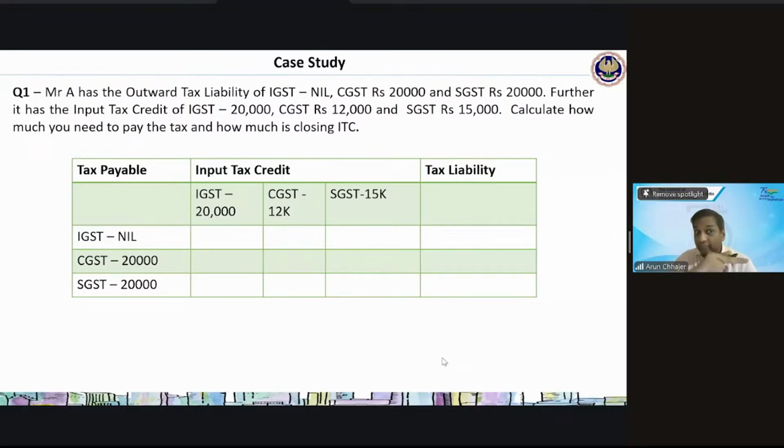Read the question. We'll come back to the discussion again. IGST is nil. CGST liability is 20, SGST liability is 20. I is 20, C is 12, and S is 15. Tell me where I have to write first. This is A, this is B, this is C, this is D, this is E, F, G, H, I. Tell me first where I should write. The liability of I is 0. It is not required.